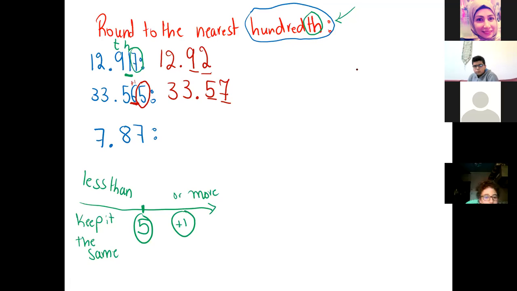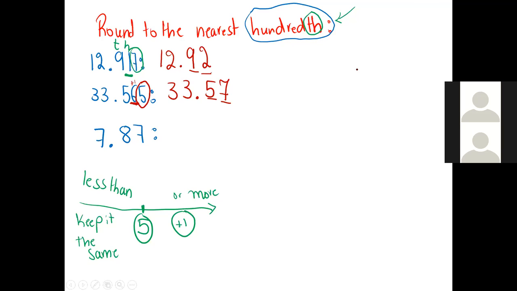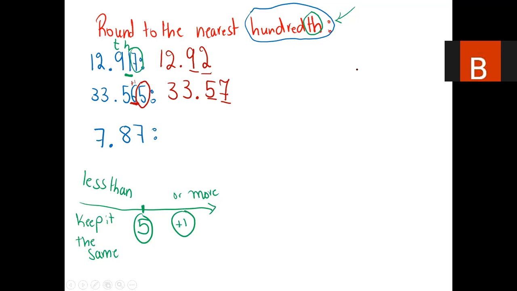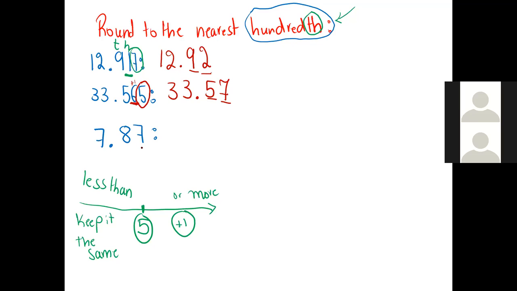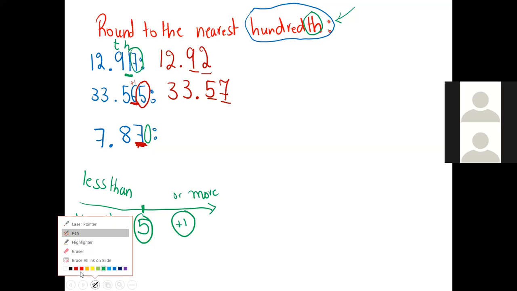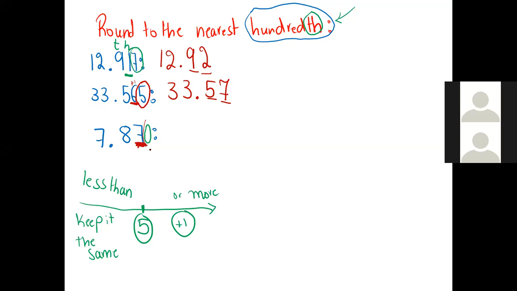7.87. Which digit is the hundredth? When I say hundredth, it means the second digit after the decimal point, so 7. Which digit do we have to circle? There are no digits after 7. If there is no digit after 7, what shall I do? Put 0. Bravo. So if there is no digit, we have to place 0, Musa. Is it less or more than 5?